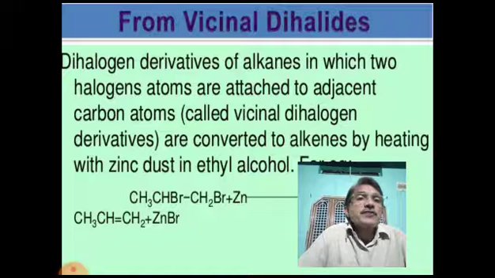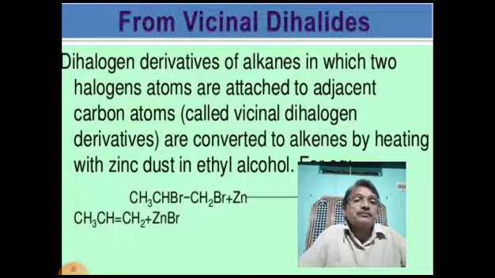Preparation from vicinal dihalides. Alkenes can also be prepared from vicinal dihalides. Dihalogen derivatives of alkanes in which two halogen atoms are attached to adjacent carbon atoms, called vicinal dihalogen derivatives, are converted to alkenes by heating with zinc dust in ethyl alcohol.